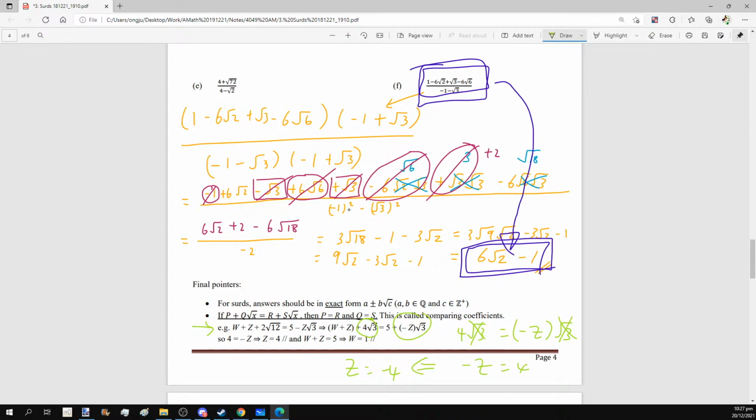Right? There's a typo over here, by the way. This is negative 4. And then once you find z, then finding w will be straightforward as well. We will simply compare the number side instead of the square root side. So for example, in this case, we have the number side, which is w plus z, and we have the number side, which is 5. So we will say that w plus z is equal to 5. And from there, since we found z equals to negative 4, then we will be able to go on to find w equals to 9, not 1.